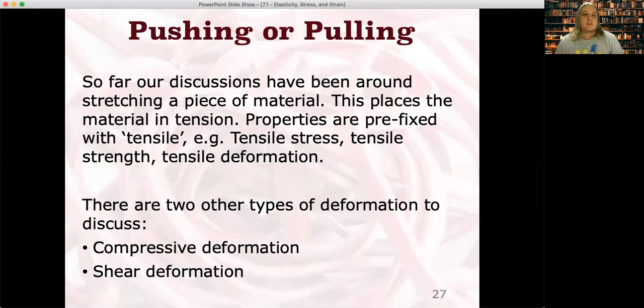But of course, things aren't always just under tension. So this step now is to think about the opposite. What happens when we are pushing on an object instead of pulling on it? So we move from tension to being compression if we are pushing. So when we had tensile stress, tensile strength, tensile deformation, we're going to have compressive instead, compressive stress, strength, and deformation. We're also going to introduce shearing. That's easiest to explain when we have a diagram, so I'll leave that till we get to that slide.